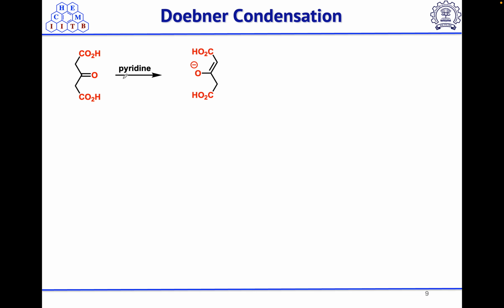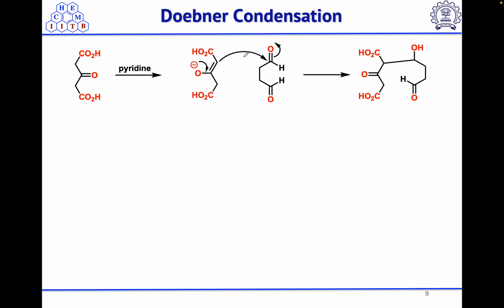So you can see in the presence of pyridine, what will happen? This enolate will form. Now this enolate will add to this aldehyde, and it will give this beta hydroxy carbonyl compound, right? Any doubt for this step?